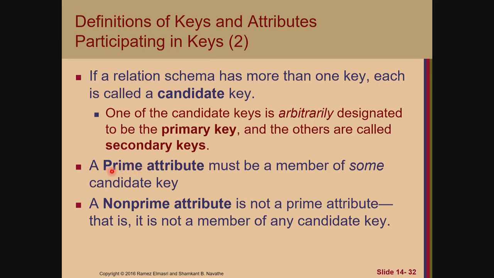The other keyword is prime attribute. A prime attribute must be a member of some candidate key. If you have a combination of several attributes, each one of them we can call a prime attribute. And the remaining attributes, not included in the set of the candidate key, we call non-prime attributes.